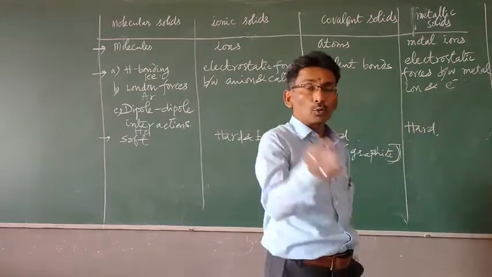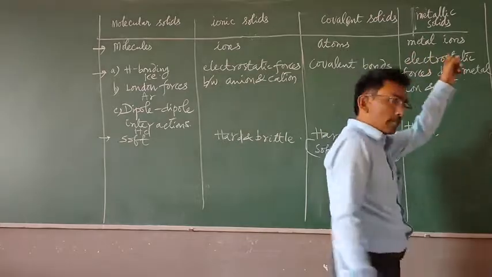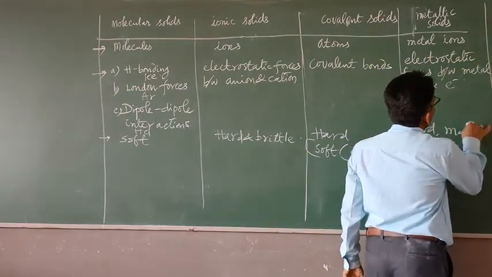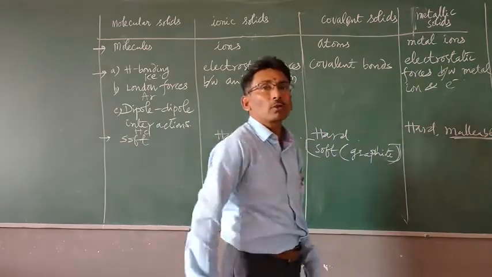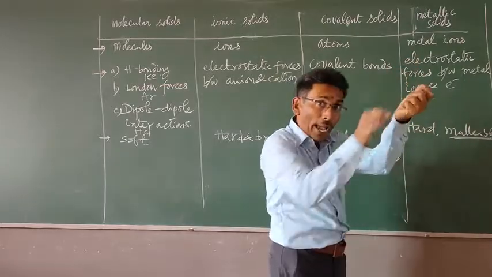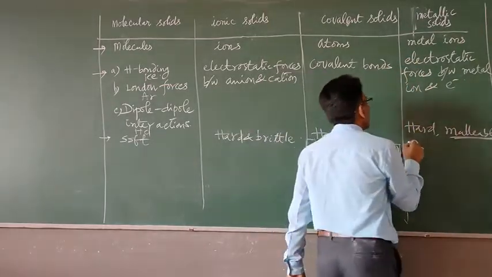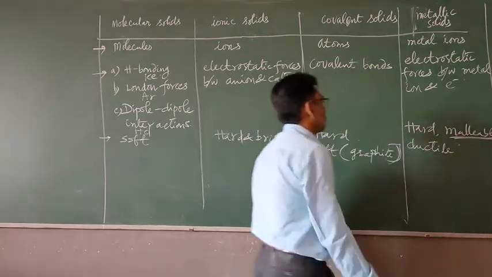Some are soft, like sodium metal, lithium metal, potassium, and they can be beaten into sheets. Beaten into sheets is known as malleable. This is a very striking point. Malleable was studied in the first year. Drawn into wires, copper wire, aluminium wire, is known as ductility. They are ductile.